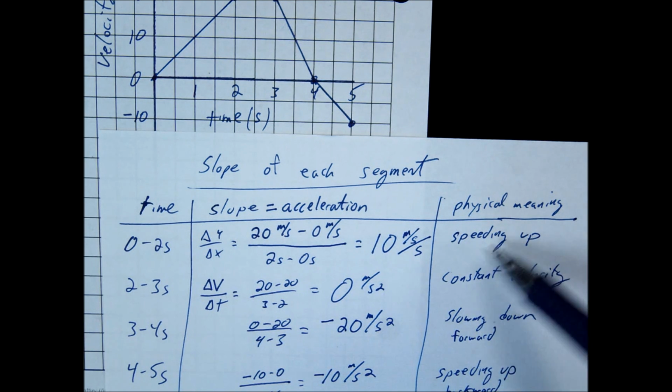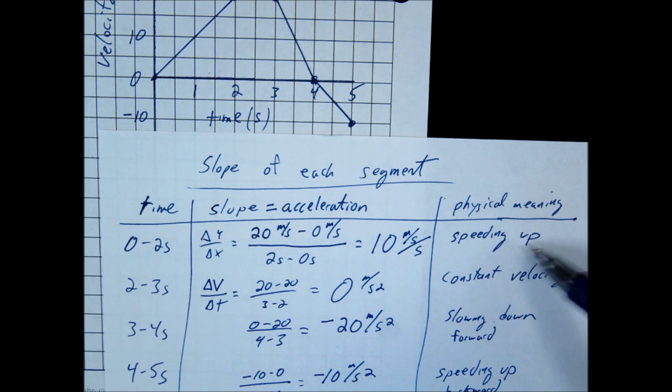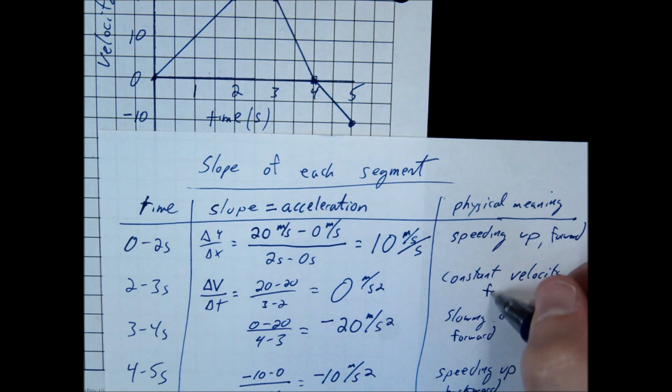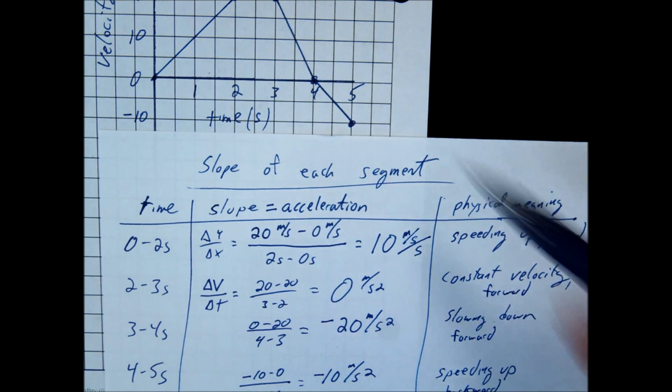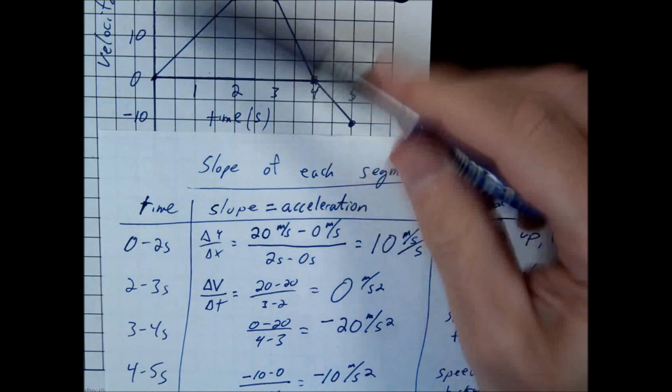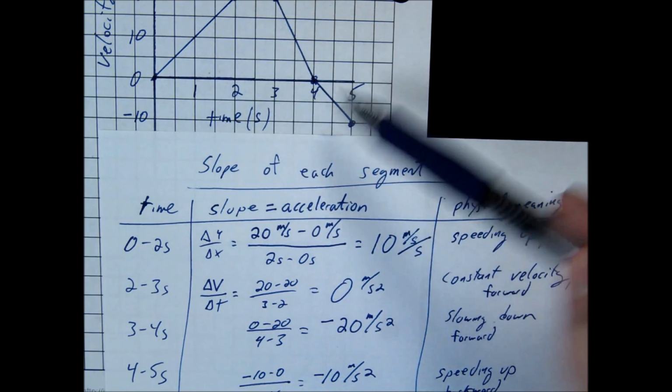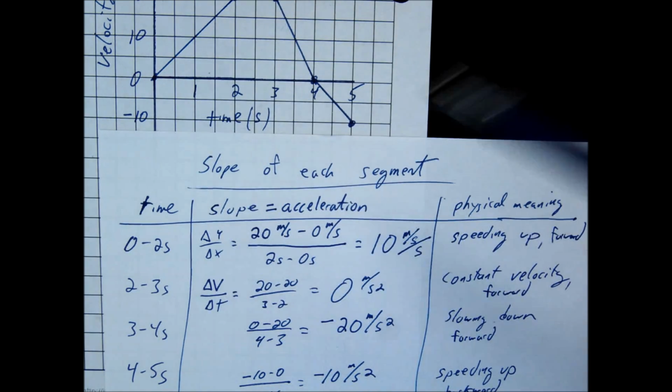Okay, let's just continue this. We're speeding up in what direction here? Forward. And we're at a constant velocity in what direction? Forward also. So notice, you can tell we're forward because we have positive velocity. That tells us we're forward, and when we have negative velocity, that tells us we're backwards.